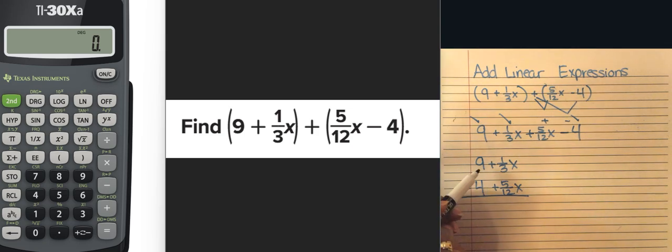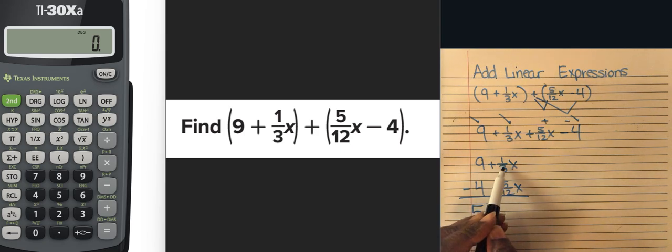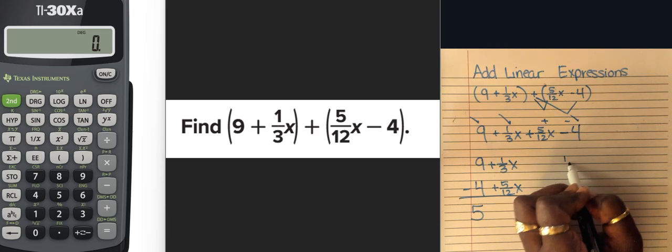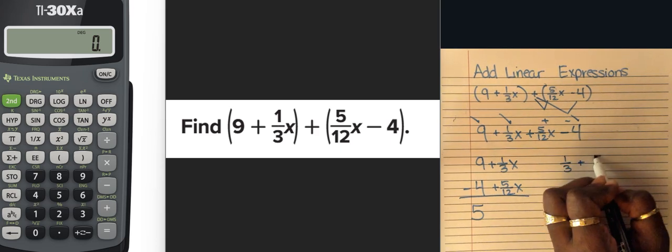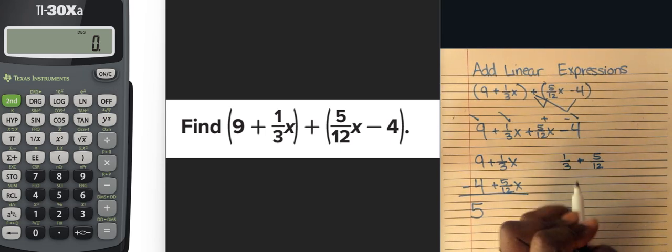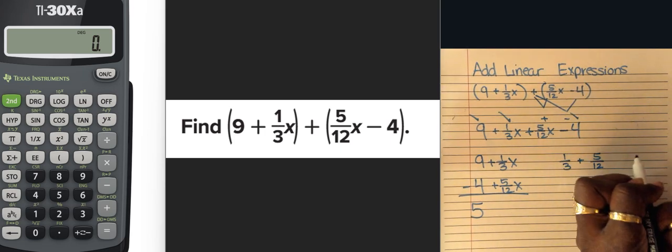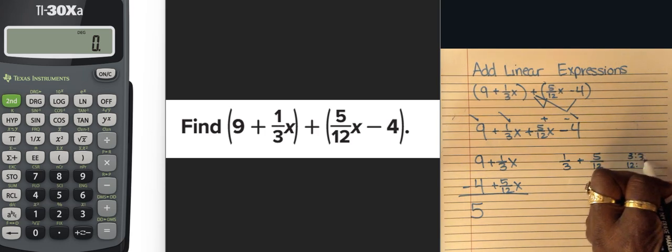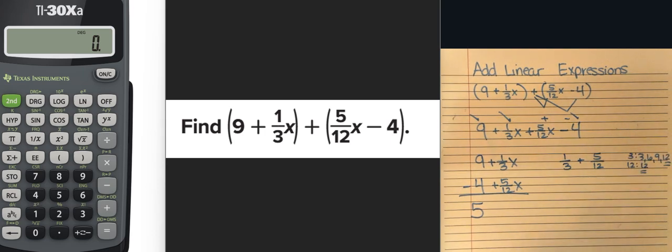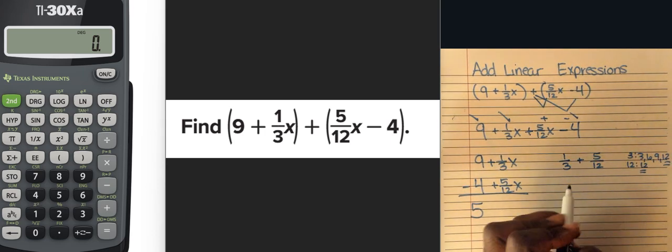Okay. All right. So what we have is 9 minus 4. That means that we're left with 5. And then we have 1/3 plus 5/12. Well, let's work on that one real quick. So we have 1/3 plus 5/12. Okay. So remember, we need a common denominator. We want to look for the least common denominator, which means if I'm talking about multiples of threes and 12s, 3, 6, 9, 12. And then here, if I start with 12. So our least common denominator is going to be 12.